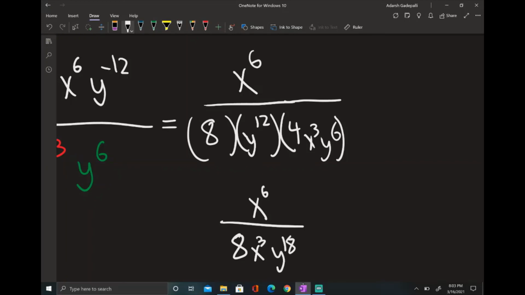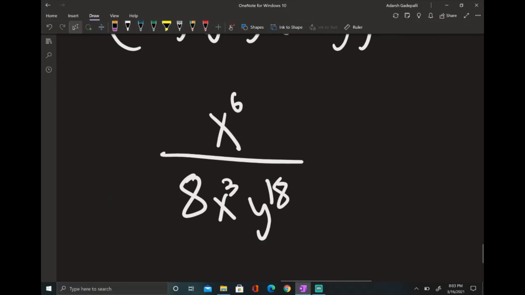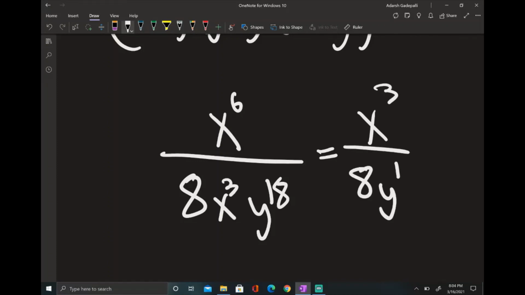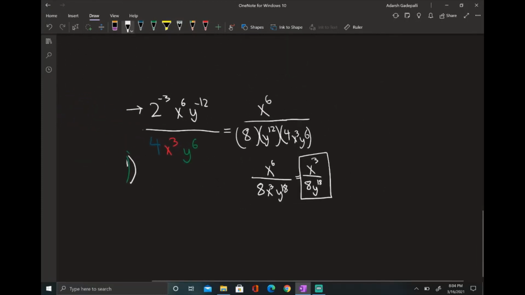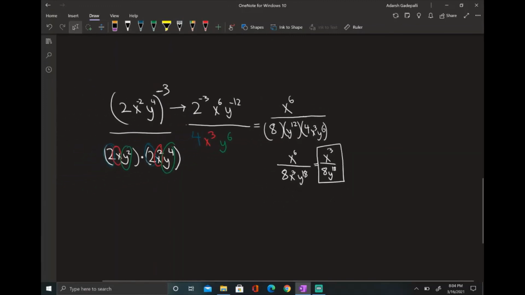And then the final step in this one is the division. We have x in the top, x in the bottom, so we just subtract the exponents. So 6 minus 3 is 3, so this would be x to the third all over 8 times y to the 18. So this would be your final answer for that. And yeah, in this problem we went over all the steps that we went over. So yeah, good work.